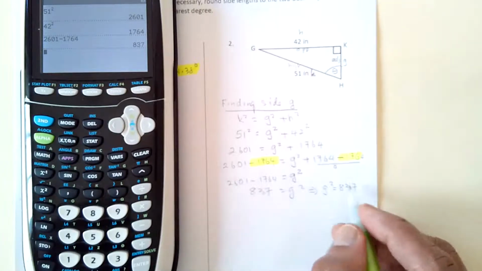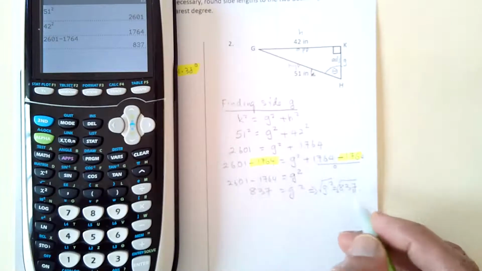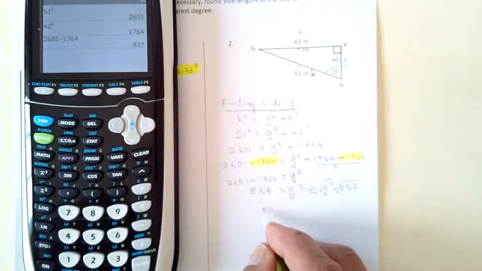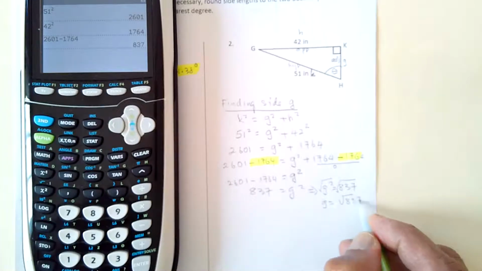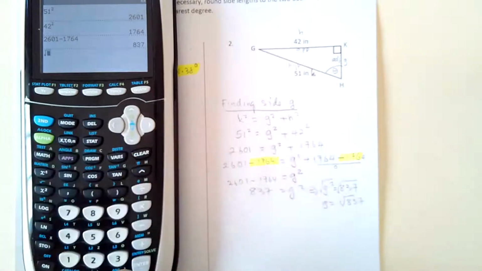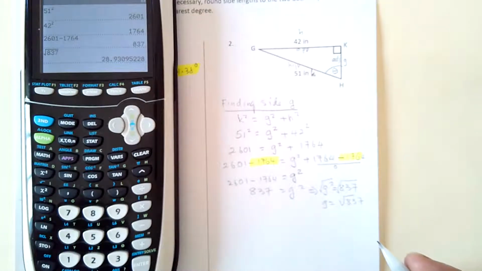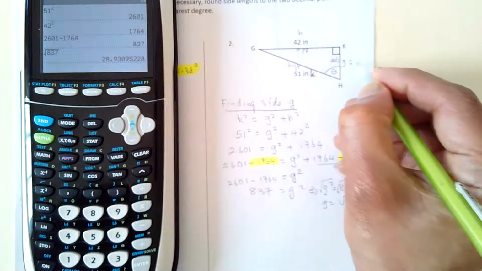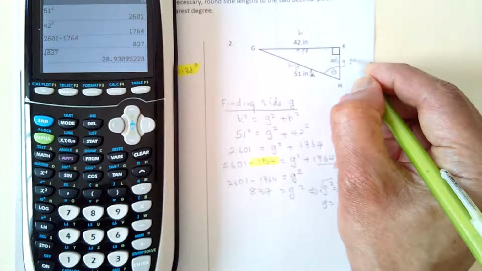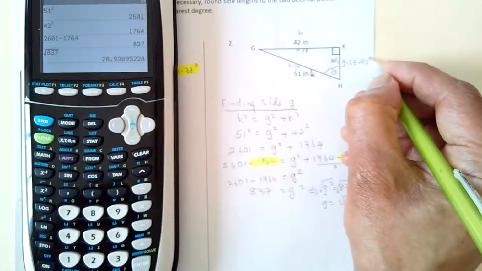So now for g, I'm going to square root both sides. So I have now g is equal to the square root of 837. I'll do that in my calculator, 837, and it gives me a result of 28.93. So g is 28.93 inches.